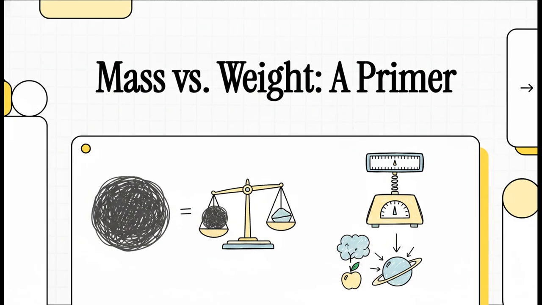Hello, students, and welcome. Today, we are going to understand a very important and often confusing topic from our physics syllabus, the difference between mass and weight. You see, in our daily lives, we often use these two words as if they mean the same thing, but in physics, they are completely different. So let's clear up that confusion once and for all.